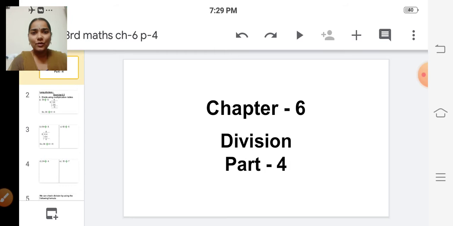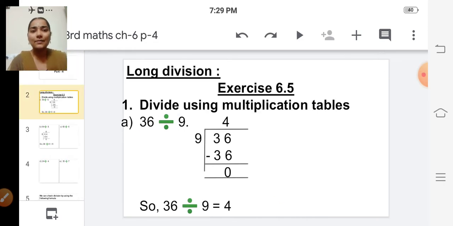So, today also we are going to continue with chapter number 6, division. Today we are going to learn the long division method. A new method, long division method. This method can be used to divide big numbers. This method is very useful for dividing big numbers.